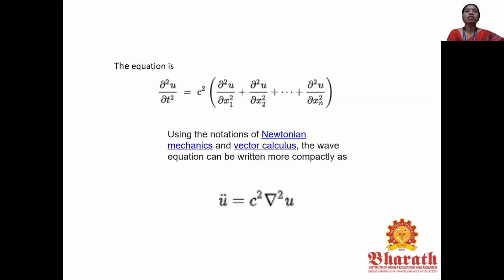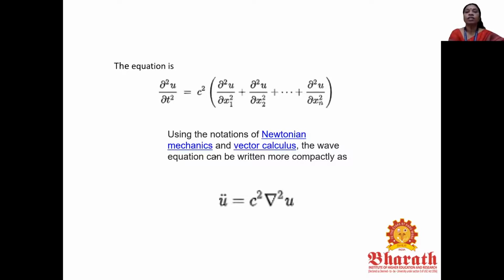So the equation is ∂²u/∂t² = c² (∂²u/∂x1² + ∂²u/∂x2², etc. plus ∂²u/∂xn²).